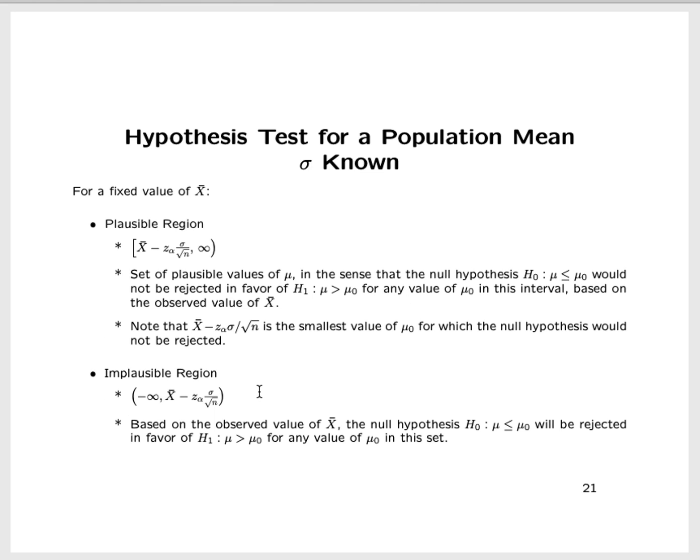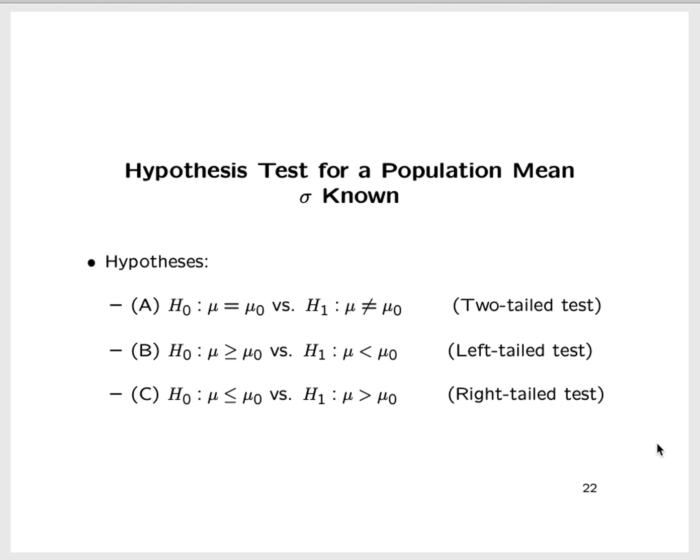On the other hand, for the implausible region given here, based on the observed value of X bar, the null hypothesis will be rejected in favor of the alternative for any value of the hypothesized value mu sub 0 in that set. And so to put all of these results together, we have three sets of hypotheses that we can test: a two-tailed test, and then we have two one-tailed tests.